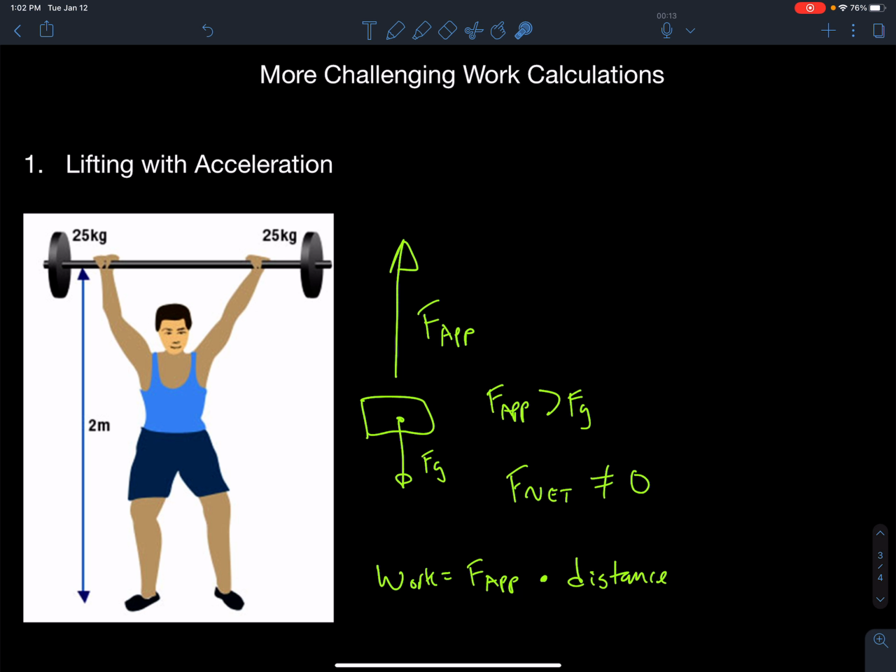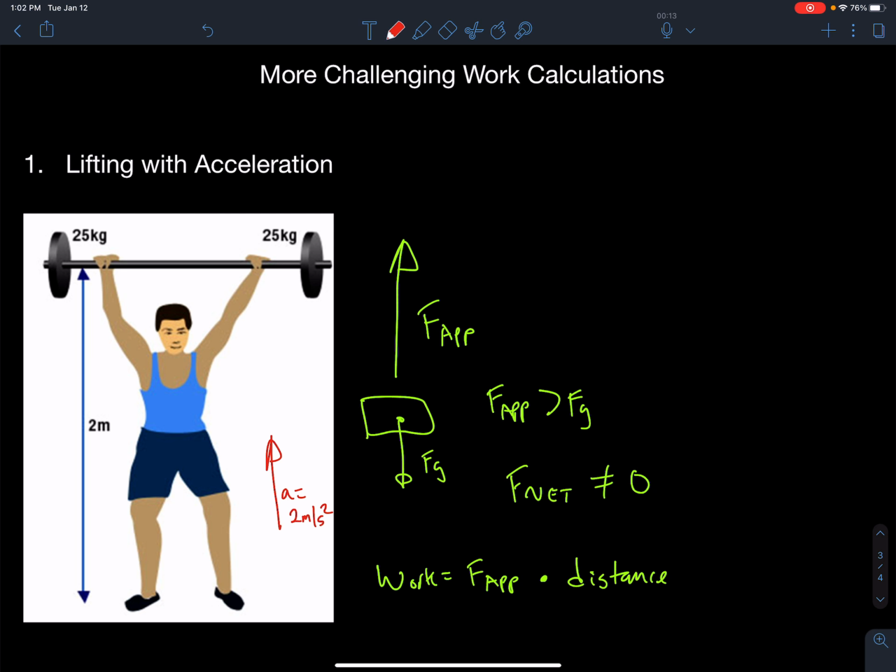So how would we go about calculating the applied force if he's going to accelerate that weight upwards over 2 meters? Okay, now let's give a number to his acceleration. Let's say that he accelerates at 2 meters per second squared. So there's an overall acceleration of 2 meters per second squared in the upward direction. How would I go about calculating the total force that he's going to apply?